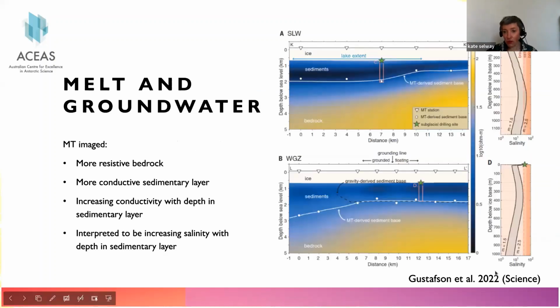And so these are their results. This is kind of what MT models look like. So here we're looking down into the Earth, down to 5 kilometers depth, so kind of a cross section through the Earth. And we're looking at the electrical resistivity of the Earth.